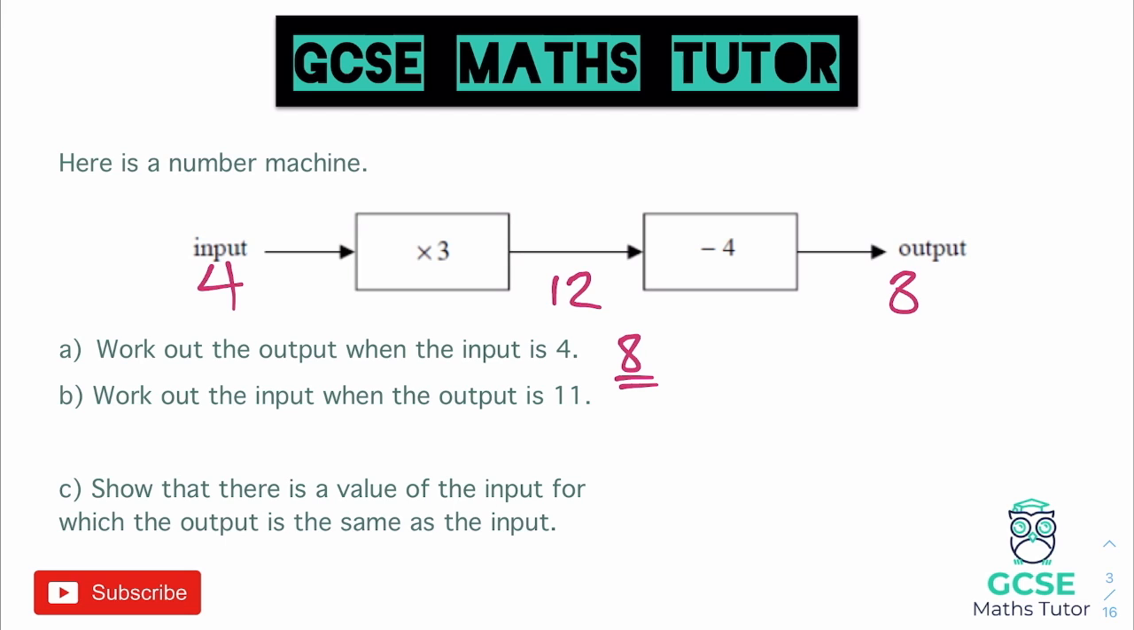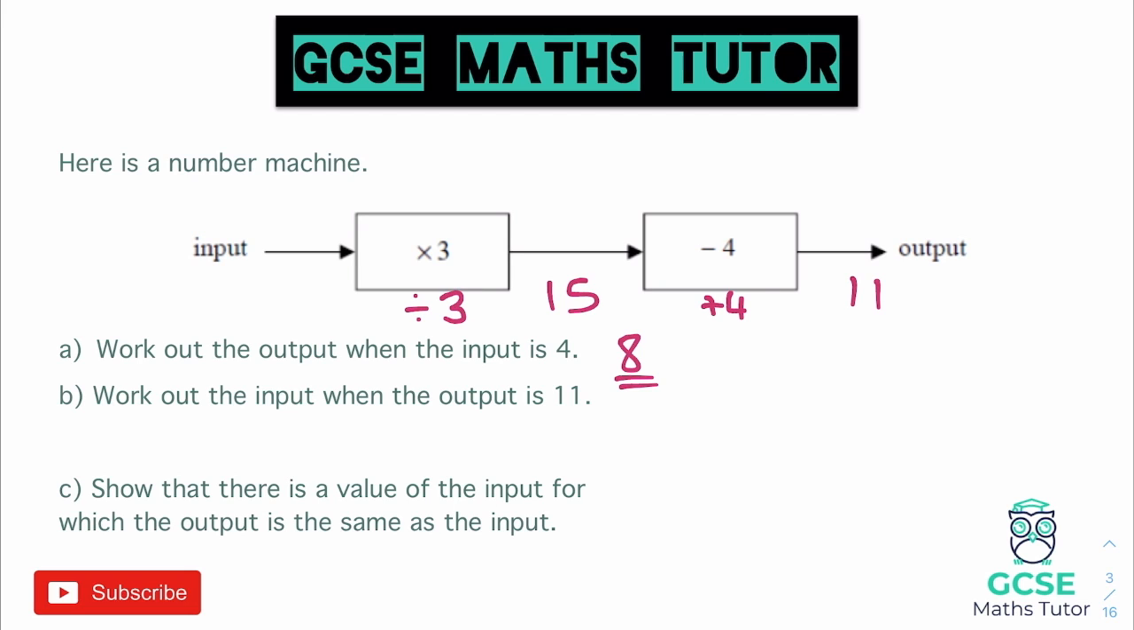For the next one, it says work out the input when the output is 11. So if we put the output as 11, we'd have to work backwards. So what was it before we took away 4? Well, to work that out, we can add 4 going backwards. So it must have been 15 before we took away 4. For the next one, it was obviously multiplied by 3. So to go backwards through that, we would divide by 3.